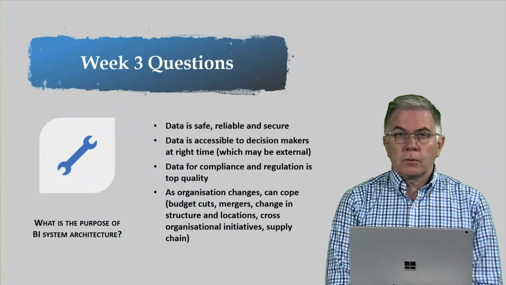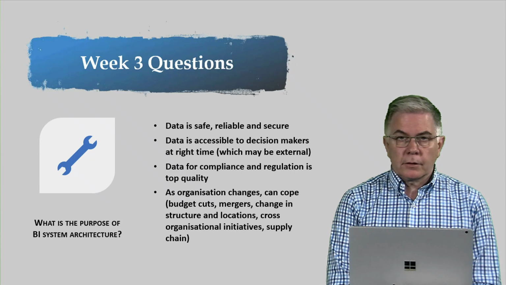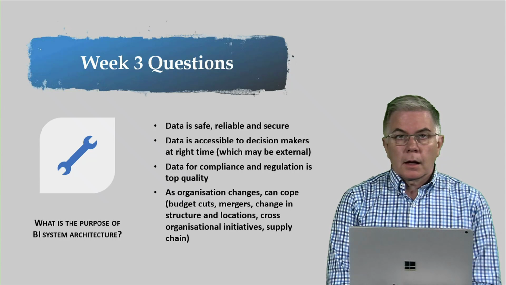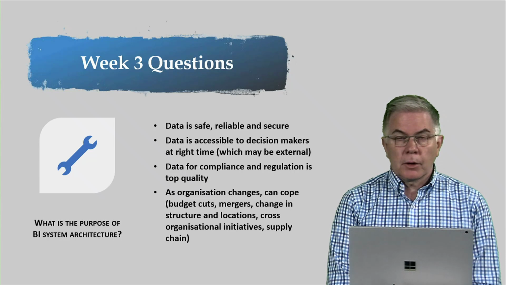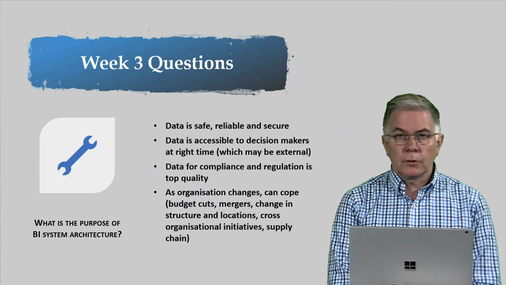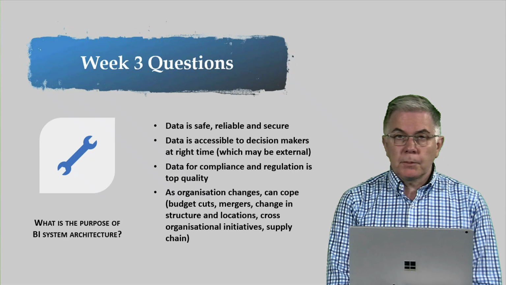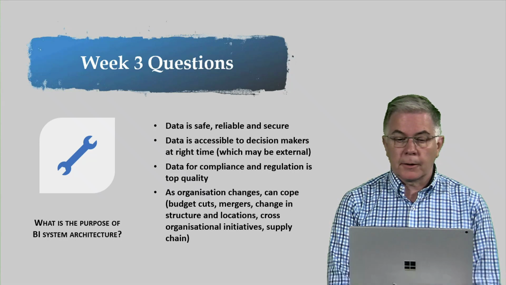So let's go through what you'll be focusing on this week. The first one is really, what is the purpose of BI system architecture? Now, you've noticed that I've made the use of the words BI here and BI system. Advanced analytics reporting can be seen to be incorporated within a BI system. You could probably call it an analytics architecture or an analytics system, but let's just stick with business intelligence. It also helps in communication to the business. So, the purpose of our architecture then is that data should be safe, reliable and secure.